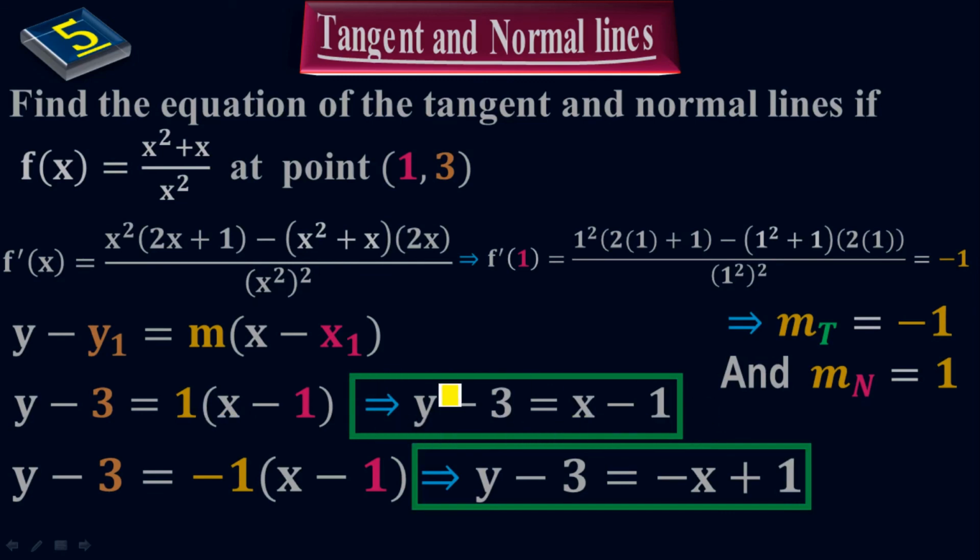And then plug in the respective values for the tangent line. y sub 1 is the same, which is 3. x sub 1 is also the same, which is 1. But the difference is the slope, which is m. So the slope of the tangent line is negative 1. Plug in negative 1 here, not positive 1. Positive 1 is the slope of the normal line, not the tangent line. For the tangent line, plug in m equals negative 1. So negative 1 times x will be negative x. Negative 1 times negative 1 will be positive 1. There I got the equation of the tangent line.